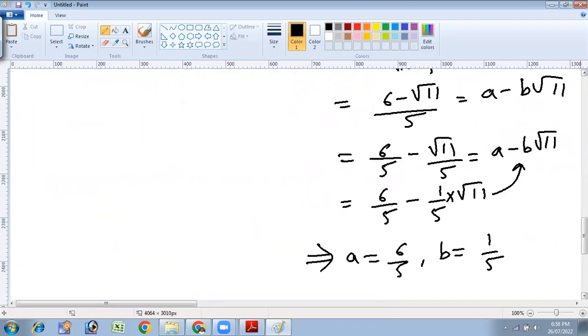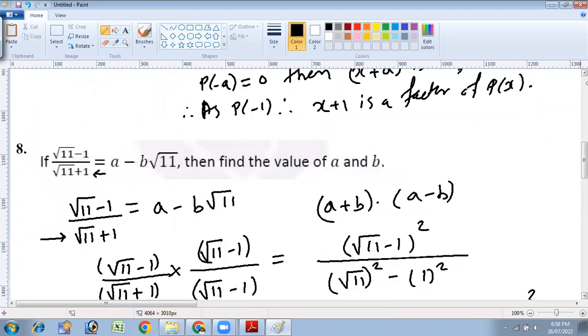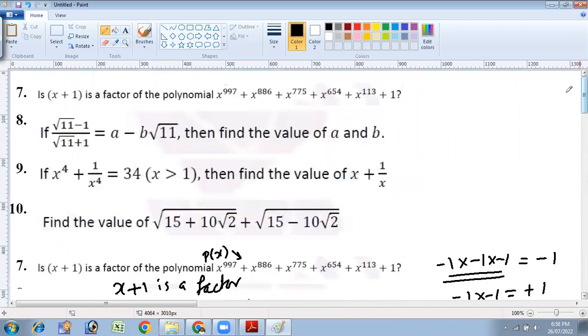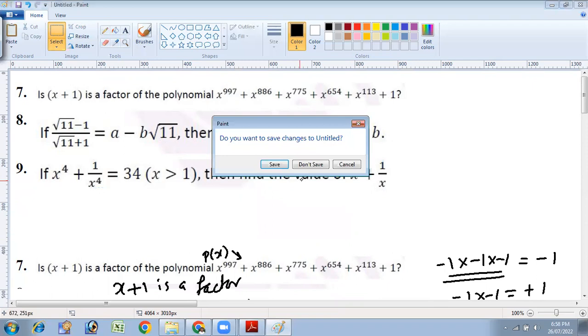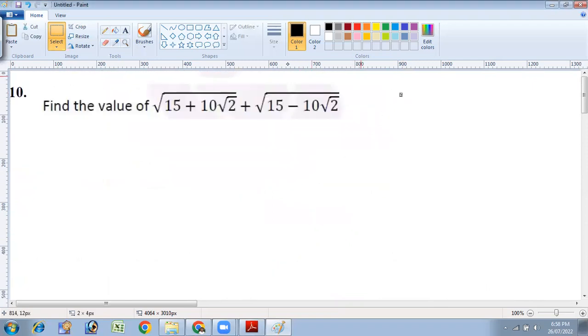Now, one last question we will solve, and the remaining questions we will solve afterwards. This question we will solve. Or tomorrow we have to solve the remaining questions. You tell me. So after solving the 10th, we can solve tomorrow. Now you tell me how we can solve this question. Give me your ideas.